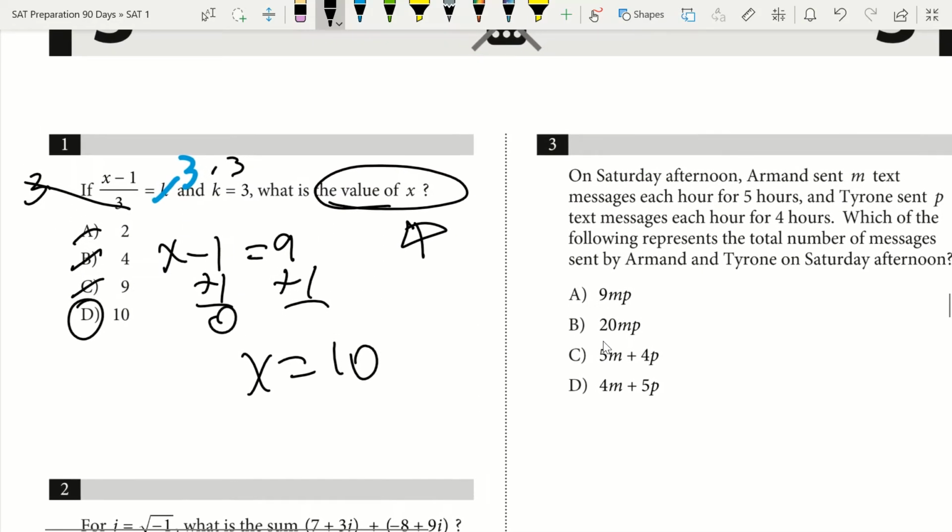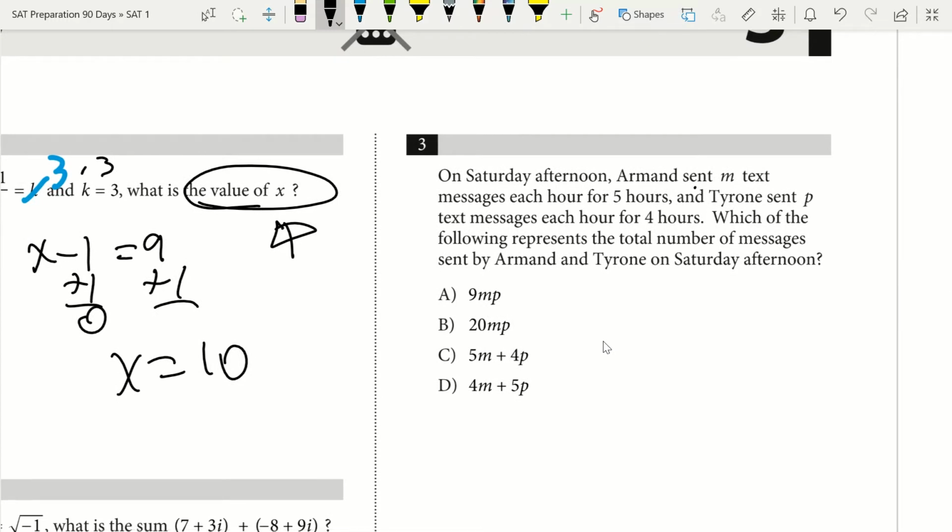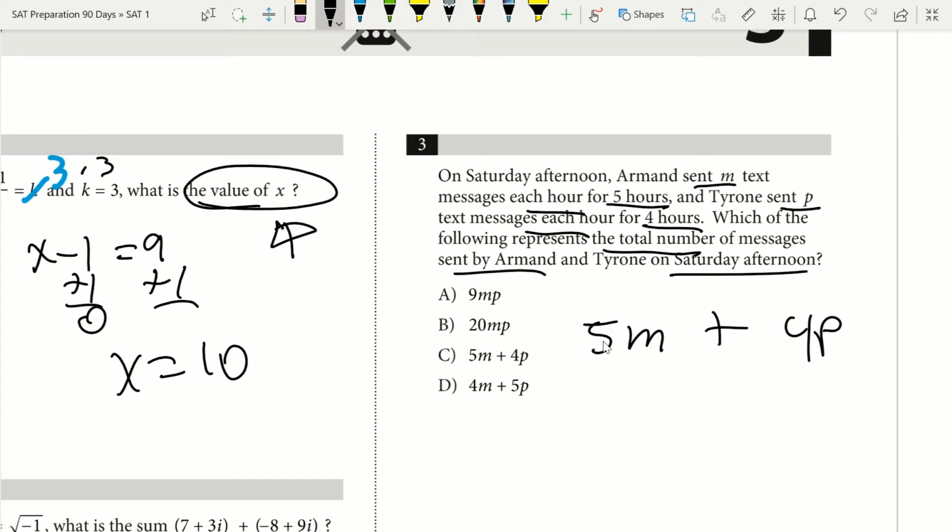Question 3. On Saturday afternoon, Armand sent M text messages each hour for 5 hours. So his total will be 5 times the amount of messages he's sending each hour. Tyrone sent P text messages each hour for 4 hours. So he's sending them for 4 hours at a rate of P each hour. Which of the following represents the total number of messages sent by them on Saturday afternoon? Well, the total is going to be them summed. So that'll be 5M plus 4P. Answer there is going to have to be C. So 3 there is going to be C.